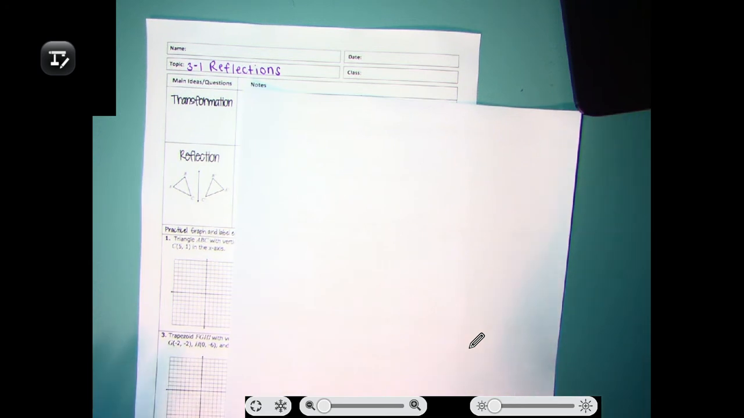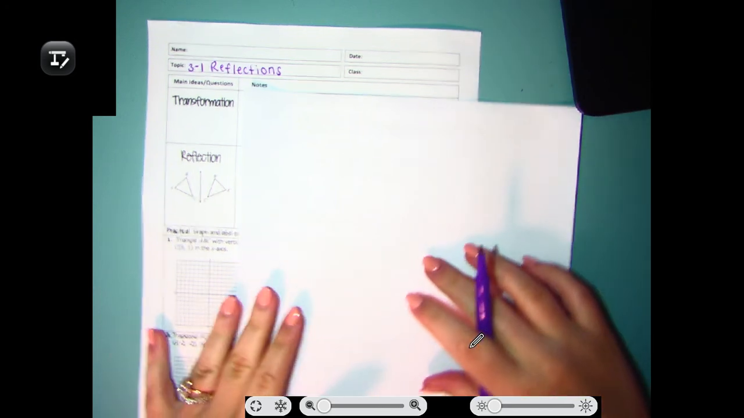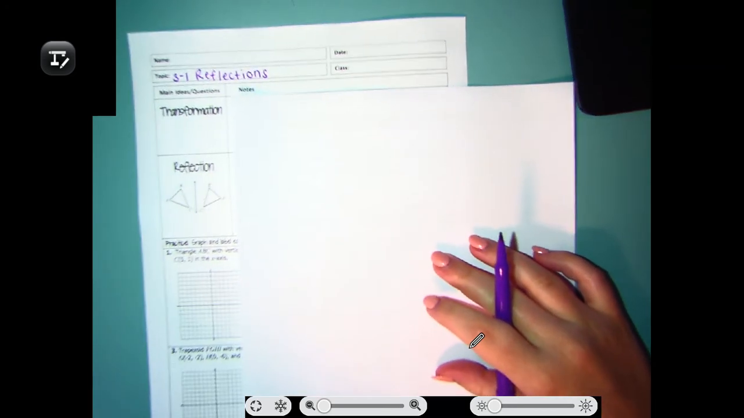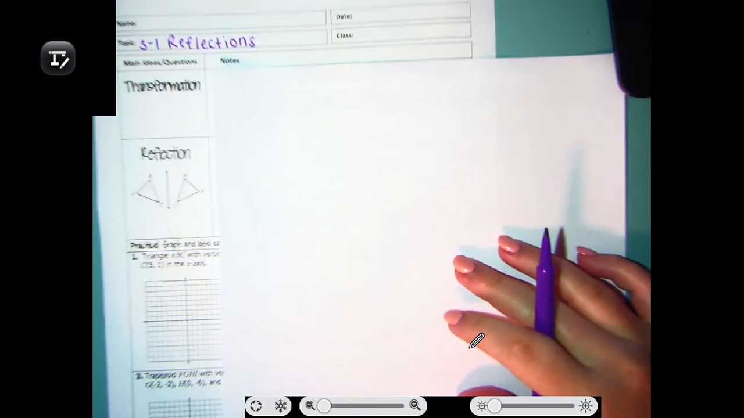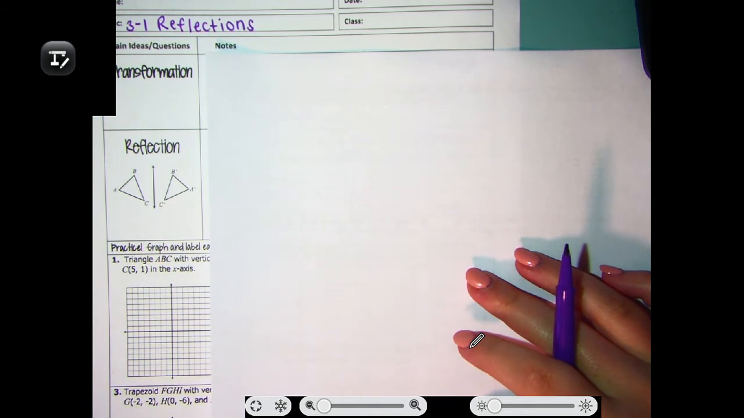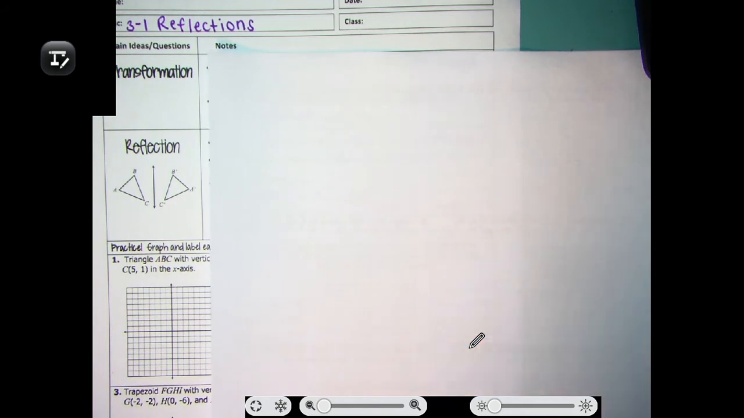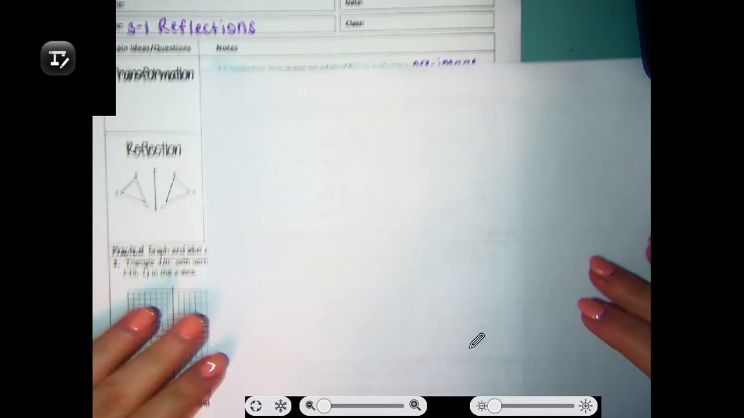Today's lesson is on 3-1 reflections. We're going to talk more about reflections on a coordinate plane and what that looks like for shapes and how you can graph these transformations as well. So a reflection is a type of transformation, which is when we change something.